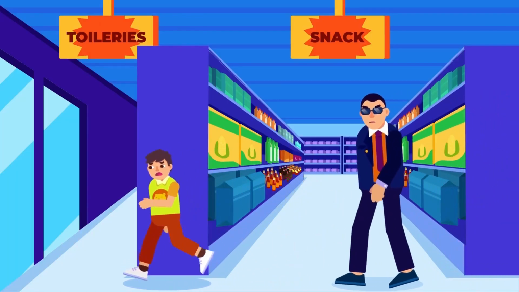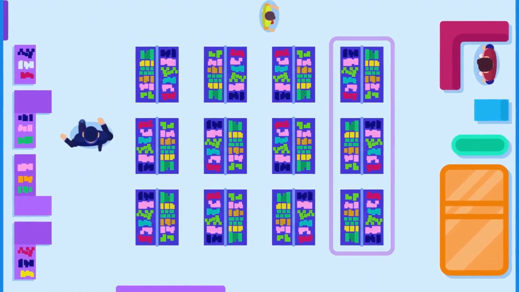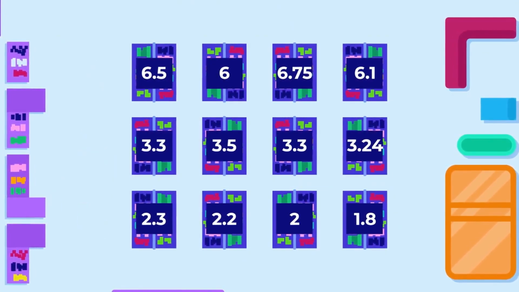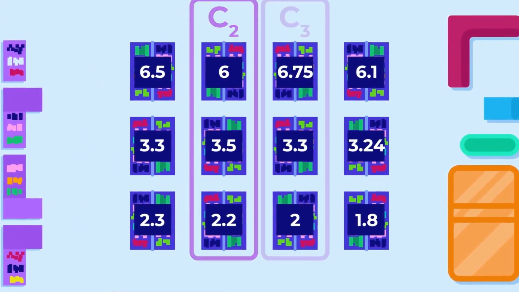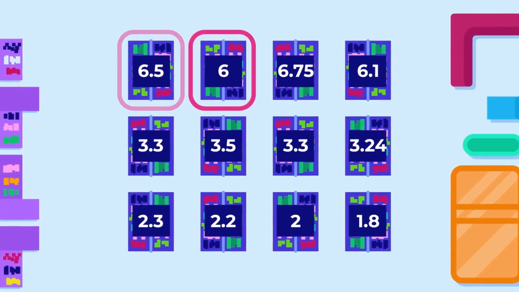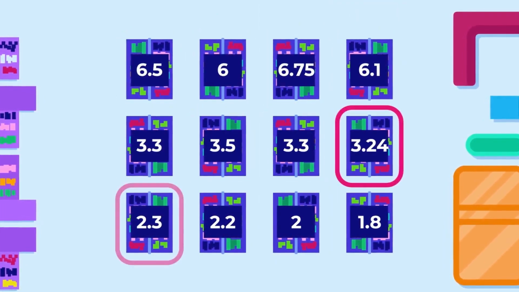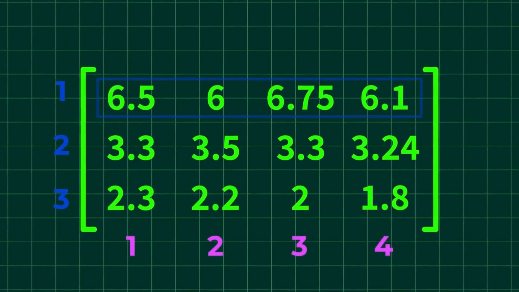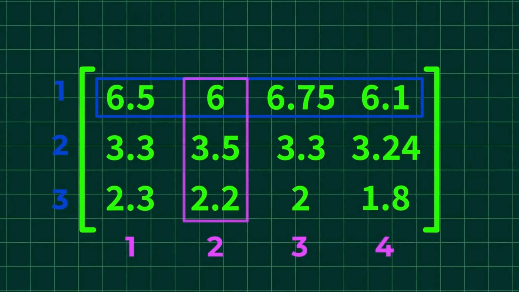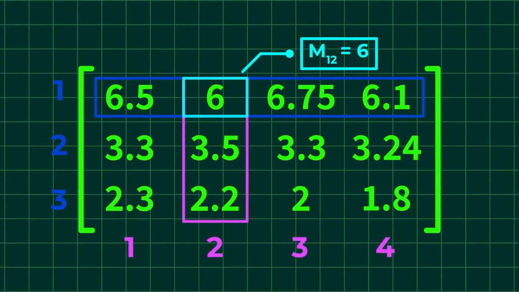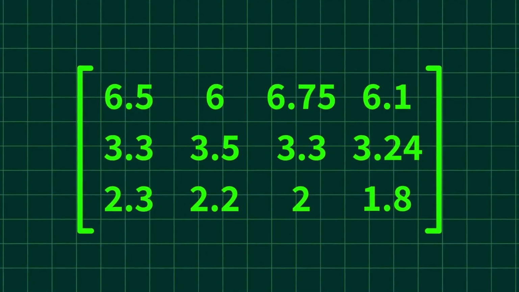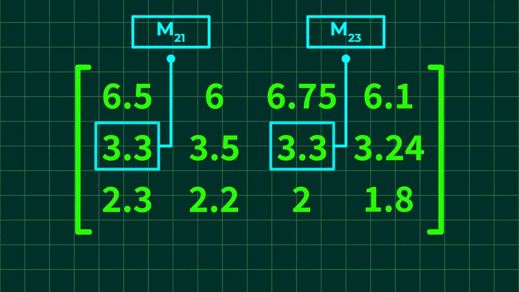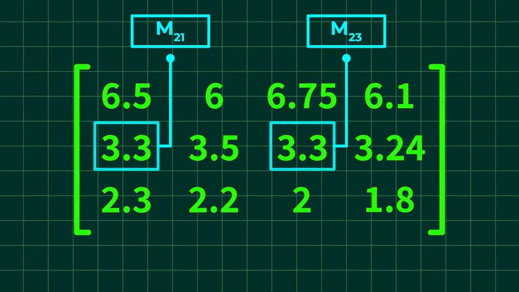Here we can see that its elements are presented by rows and columns. Matrix M consists of 3 rows, R1, R2, and R3, and 4 columns, C1, C2, C3, and C4. We can identify the position of an element based on these. For example, element 6 in matrix M is on the first row, R1, and second column, C2, simply stated as M12 equals 6. Hence, we can easily distinguish the elements with the same value but in different positions, such as 3.3 in the matrix, M21 and M23.